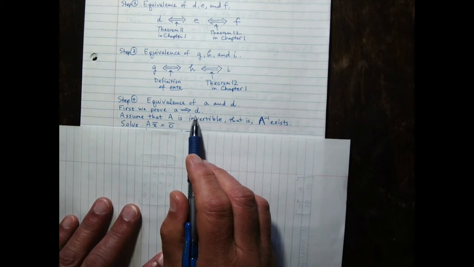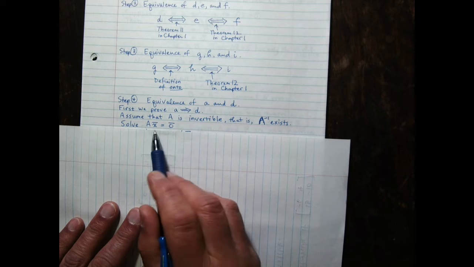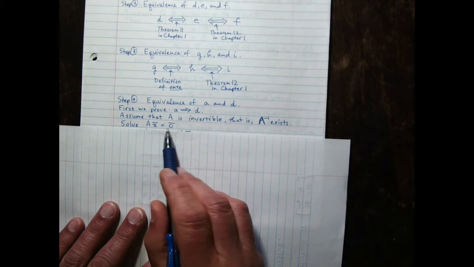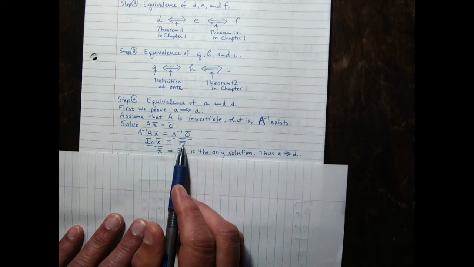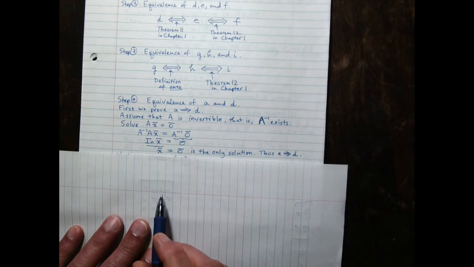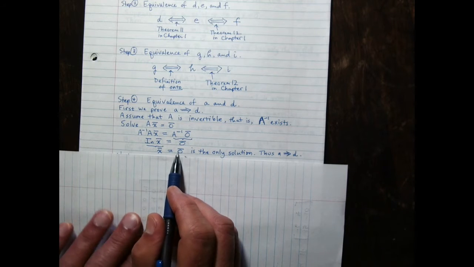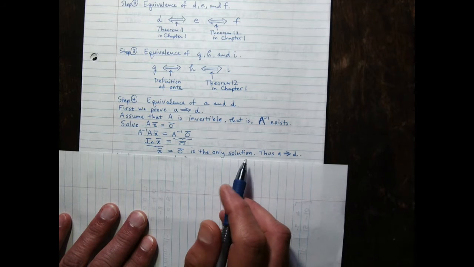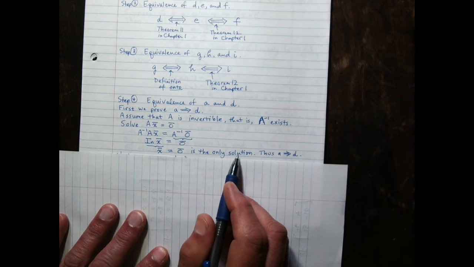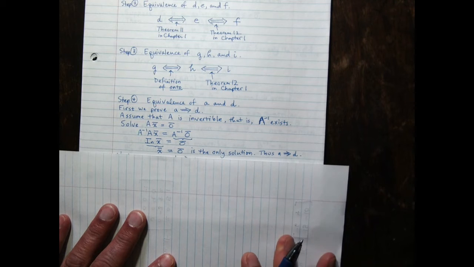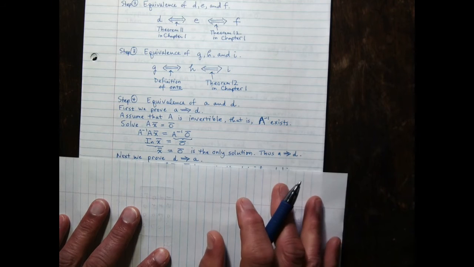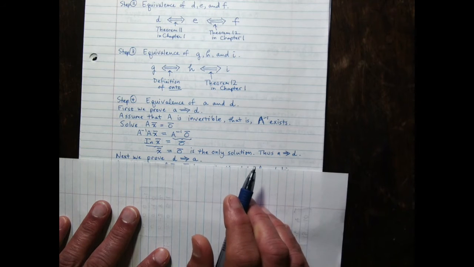To show that implies D, we have to show that the homogeneous equation has only the trivial solution. So we want to solve the homogeneous equation. If A inverse exists, we can multiply on the left by A inverse on both sides. And then we get I_n x equals 0, because any matrix times the 0 vector is 0. So we get x equals 0 as the only solution to that homogeneous equation. Thus, A implies D.